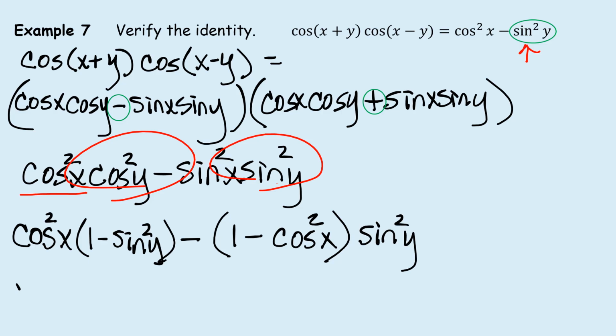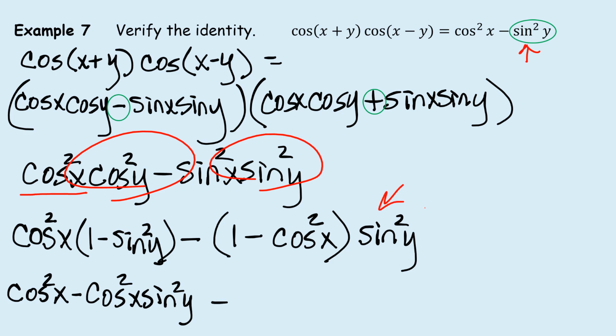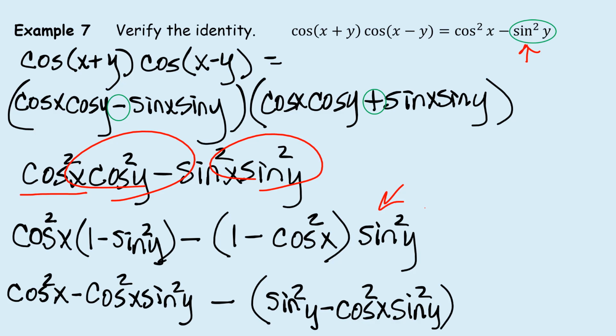All right, so next, I'm going to distribute that cosine squared x through the parentheses. And then I'm going to distribute this sine squared y through this parentheses. And now, if I distribute that minus sign, that cosine squared x sine squared y is going to cancel out, and I'm going to just end up with what I wanted, which was cosine squared x minus sine squared y.